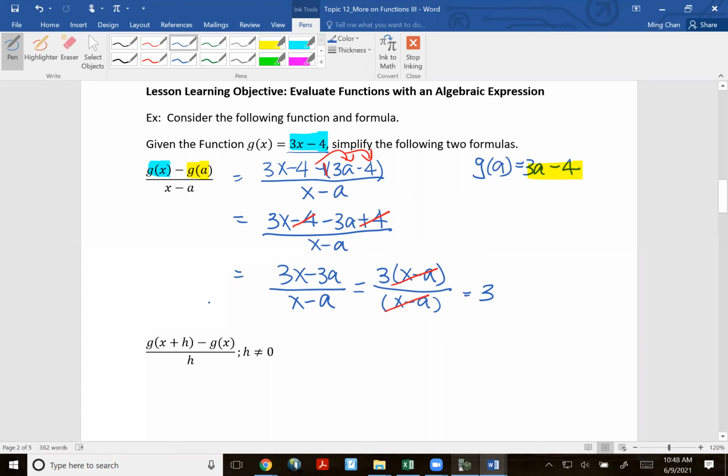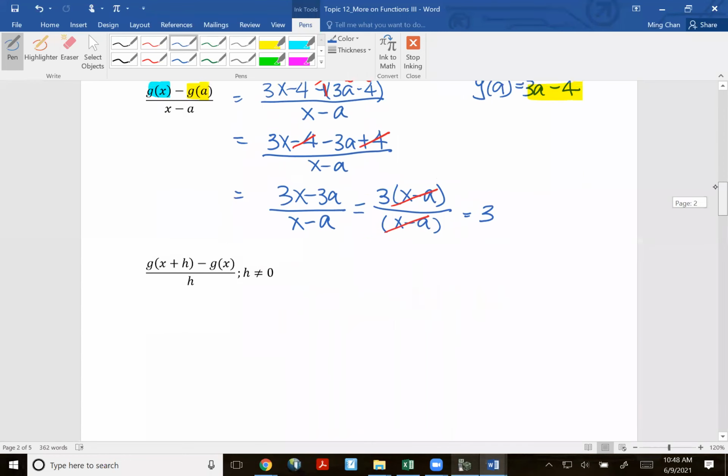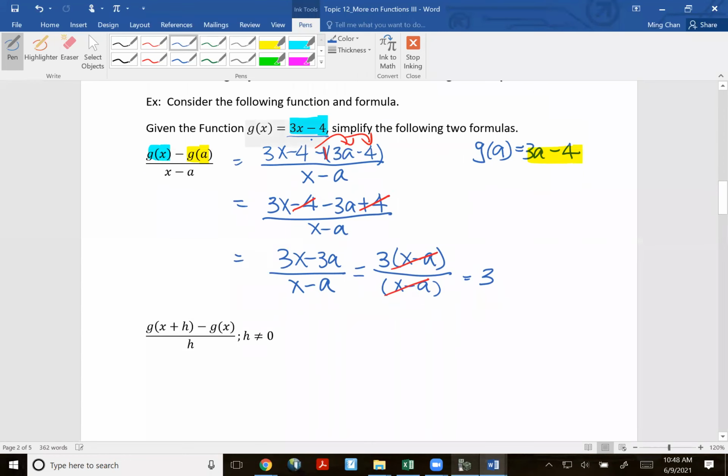All right, let's try this one. Same function, 3x minus 4. So g of x, see, the formula had g of x right here. So when it says minus g of x, I will actually put that in.